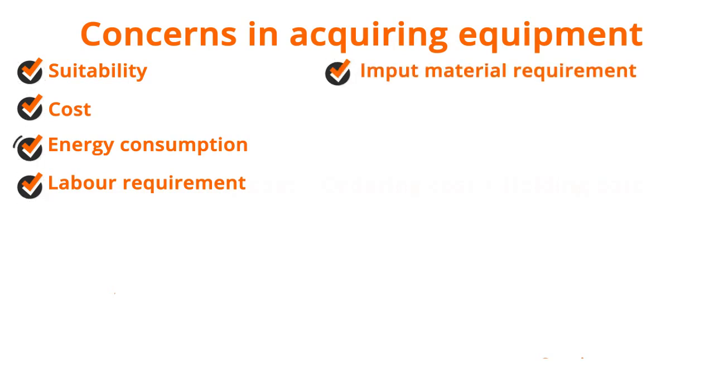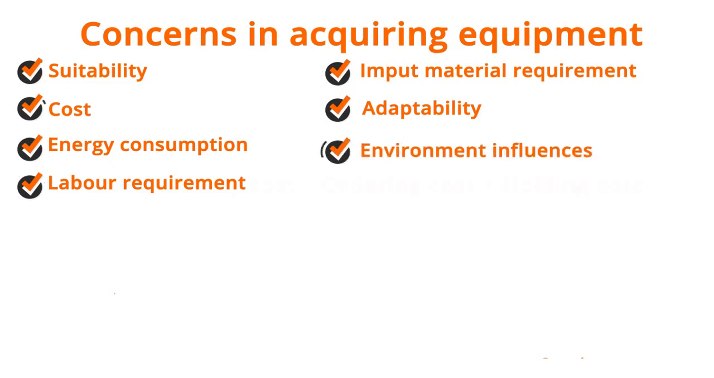What is the availability of the materials for the equipment in our own local market? Number 6, adaptability. Can the machine operate well in the local environment where we do our production? Would it adapt well to the temperature or to the humidity as well? Number 7, environment influences. What is the equipment's impact on our own environment?